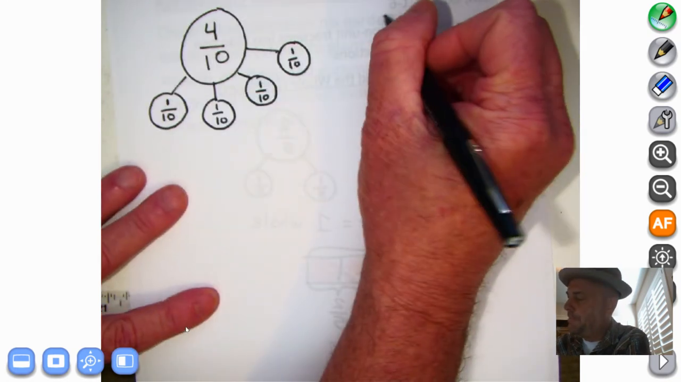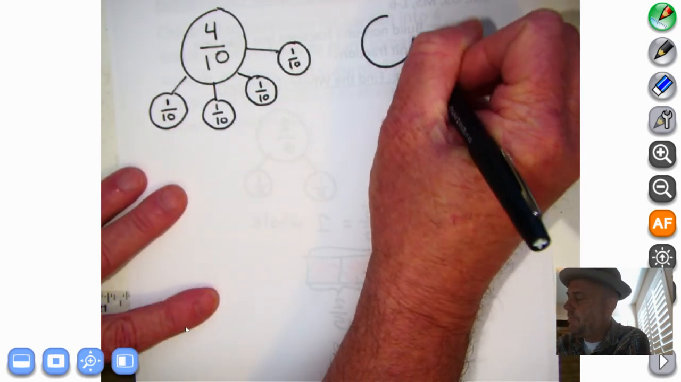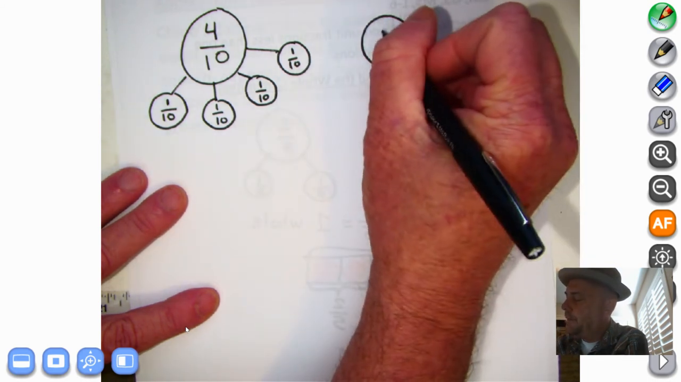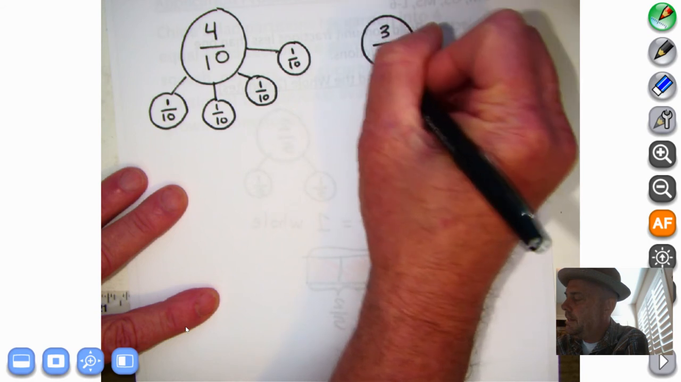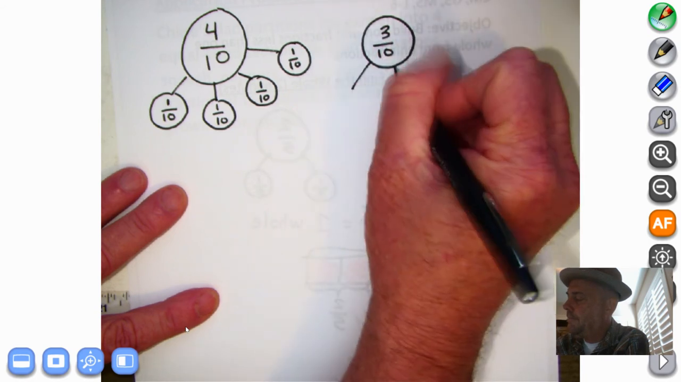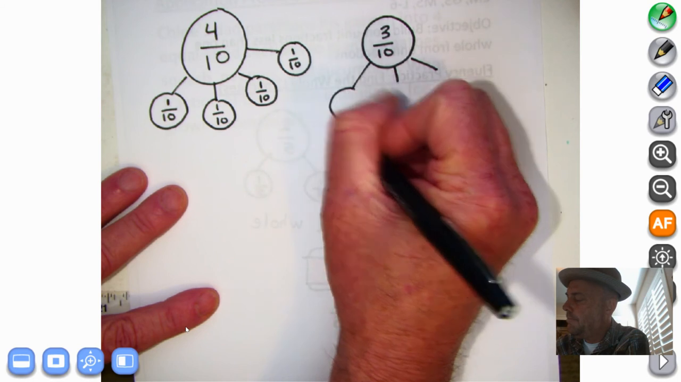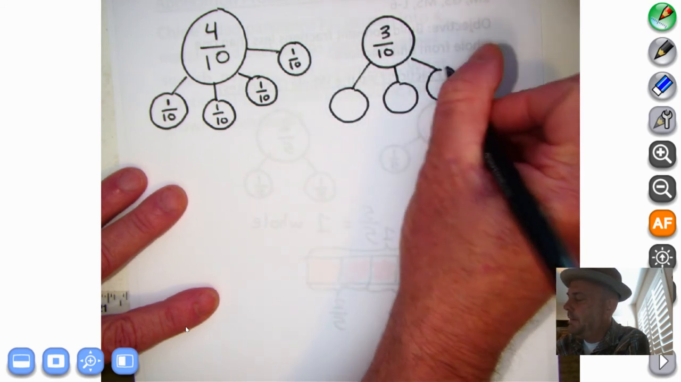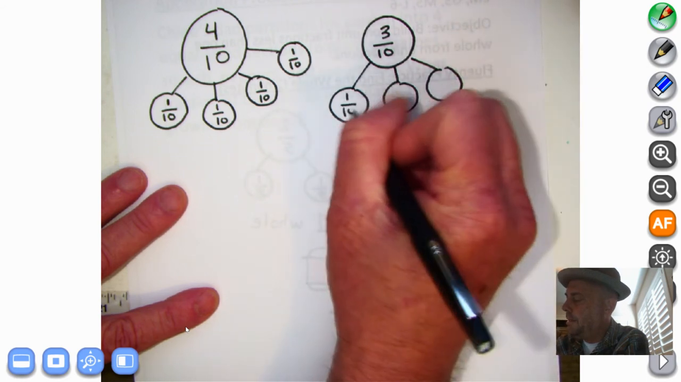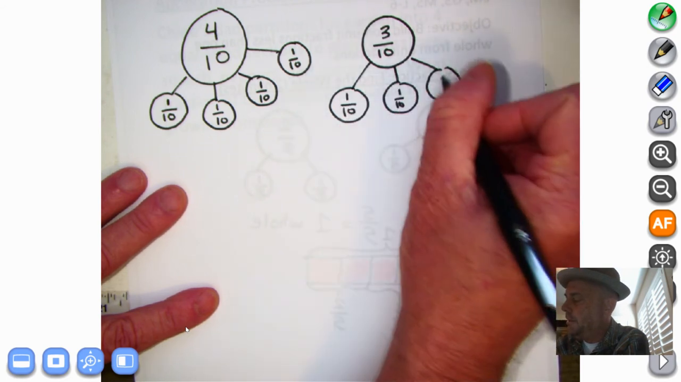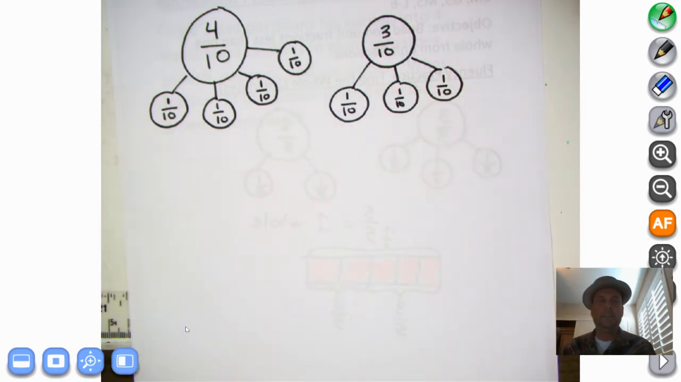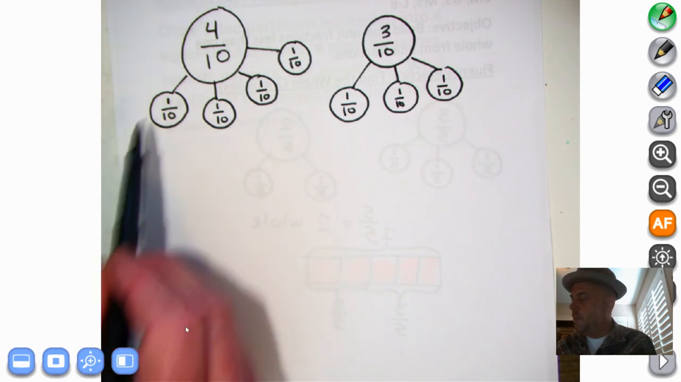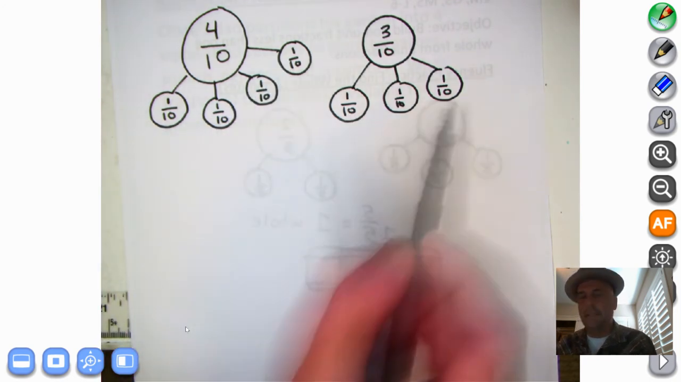Let's go over here. And let's put in 3 tenths. Do you think this will equal 1 whole when we combine them together? We have 1/10 plus 1/10 plus 1/10. How many tenths do we have altogether now? Don't say it all together. It's an old joke. 1, 2, 3, 4, 5, 6, 7 tenths.